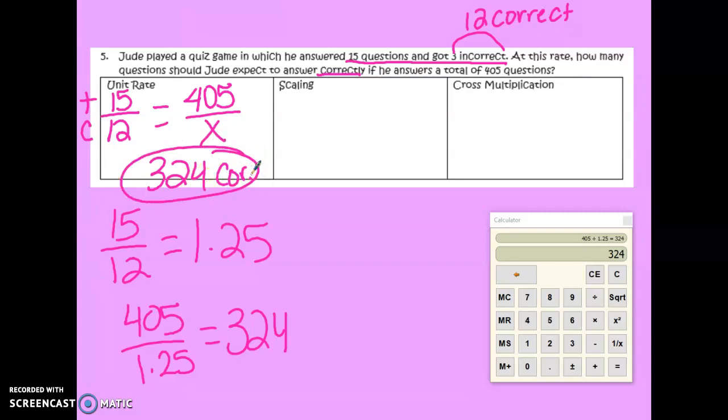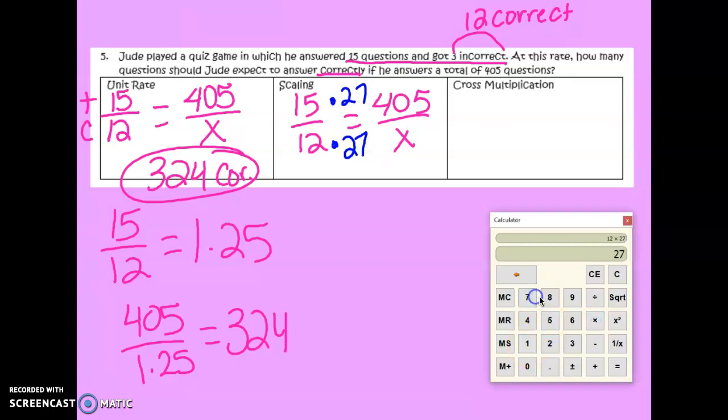Okay, let's try it a second way. Same numbers. We're still looking for the same thing. It's not as easy for us to find what we're multiplying by. So I'm just going to take and divide 405 by 15, and I get 27. So I know I'm multiplying by 27. So then I'm just going to take 12 and multiply by 27, and I get 324 correct. We got the same thing, which we should. We should get the same answer no matter which method we try.